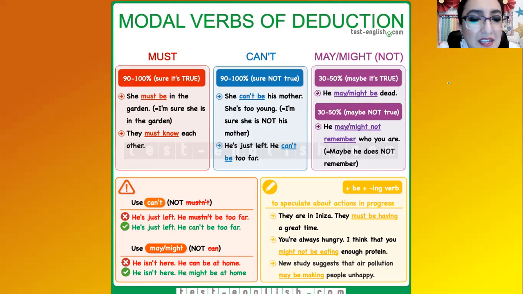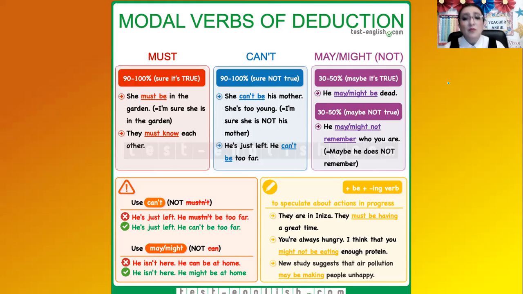He just left. He can't be too far. He isn't here. He might be at home. Él no está ahí, debe estar en la casa. Okay, he's just left. He can't be too far. Okay. Be plus ing verb. Remember that it is going to speculate about actions in progress. Okay, this is not sure.